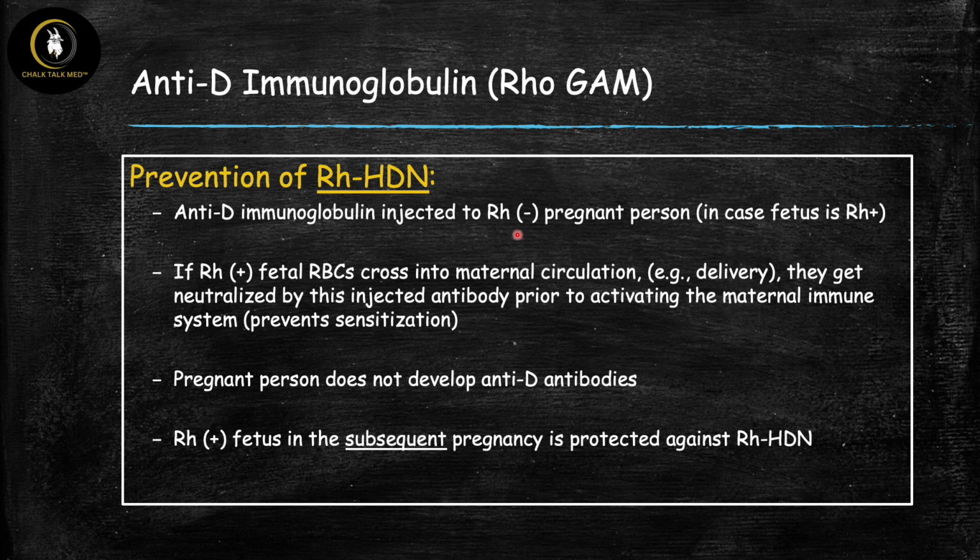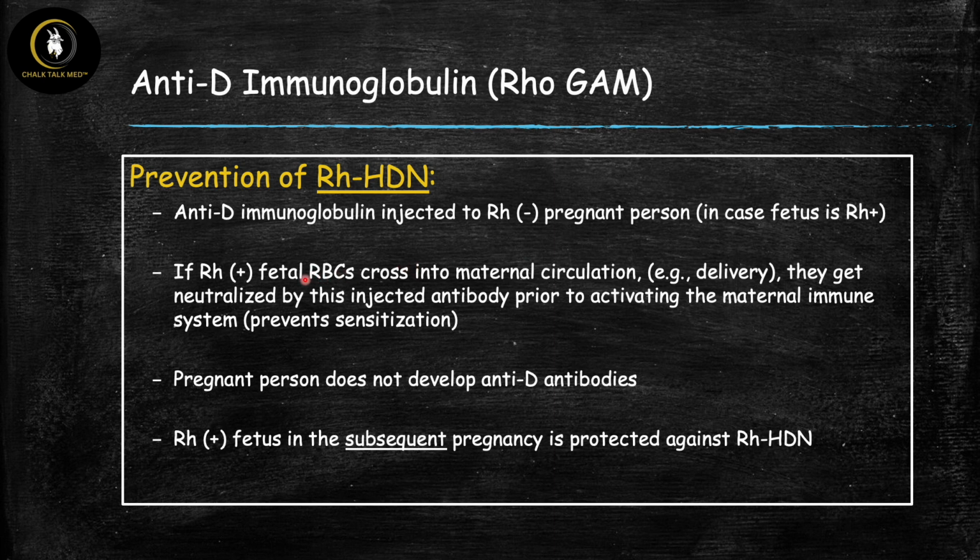Now, the way that this works is that Rh negative pregnant people get injected with this anti-D immunoglobulin, and this is an immunoglobulin that's now going to circulate in their bloodstream. It's going to stay in the maternal circulation, not going to cross over, and it's essentially just going to survey for the presence of Rh positive red blood cells in case the fetus is Rh positive.